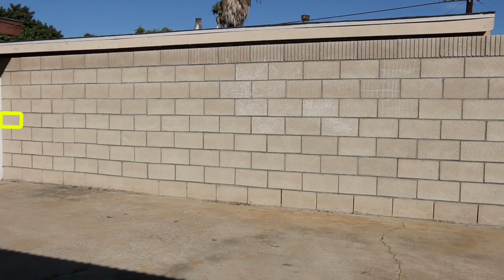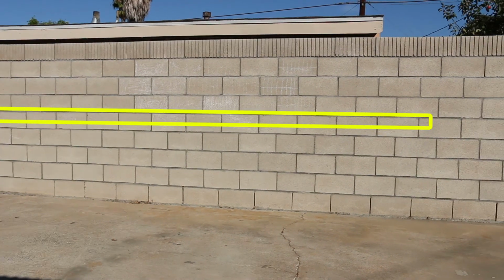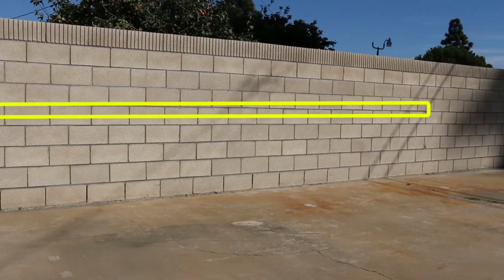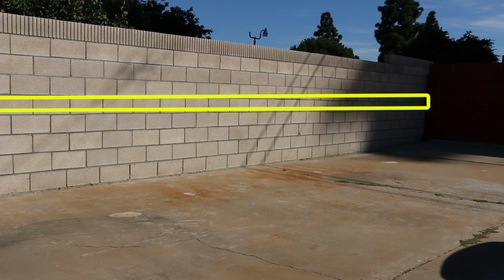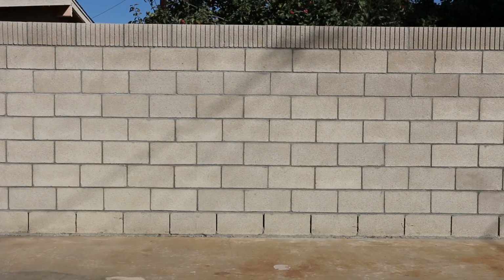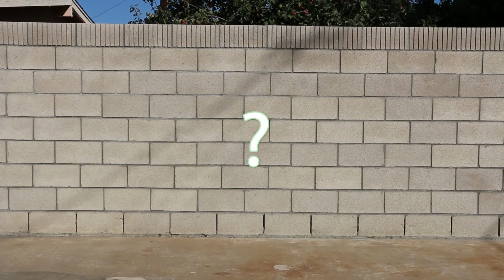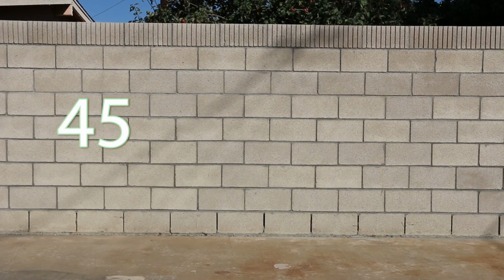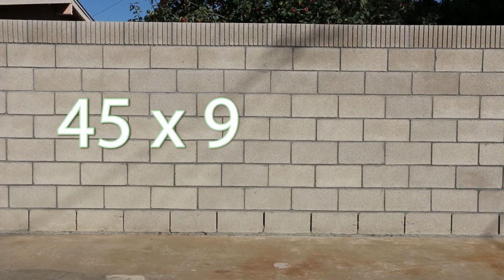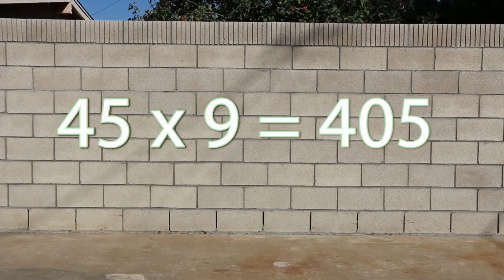Each block is 16 inches long. 3 blocks are 4 feet long. The total length of wall is 60 feet. So, the wall is 45 blocks long. How many blocks are needed to build a wall 6 feet high by 60 feet long? 45 blocks long by 9 blocks high is a total of 405 blocks.